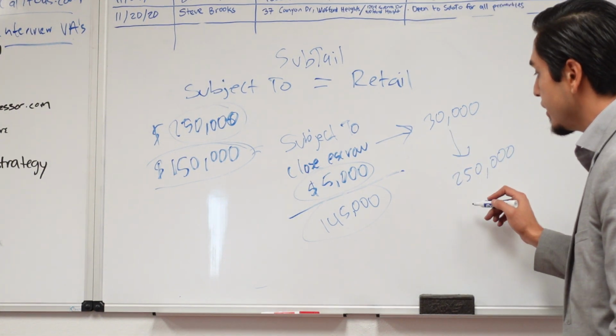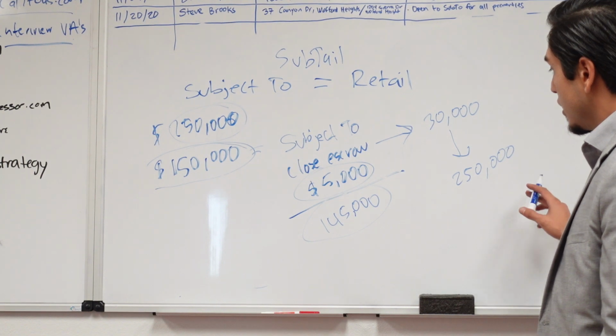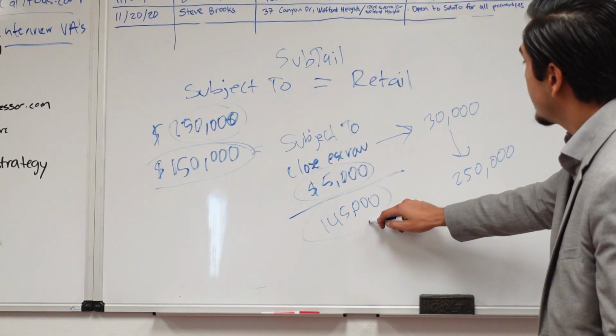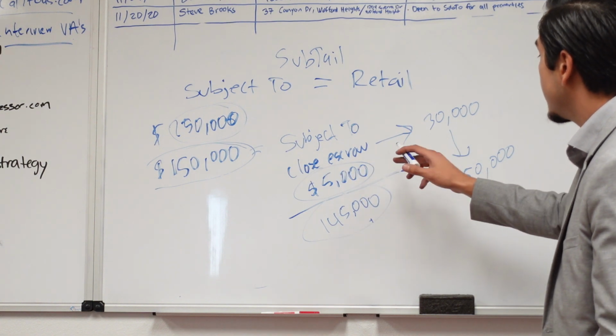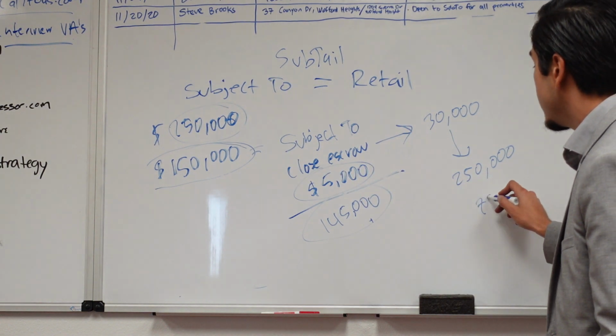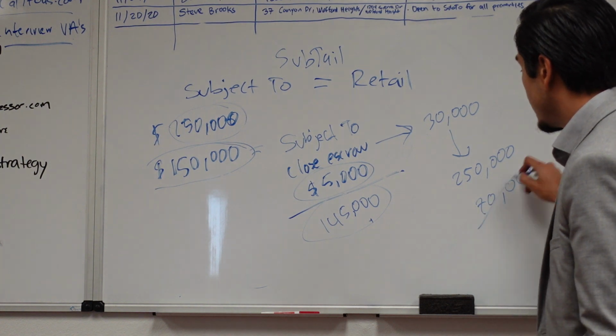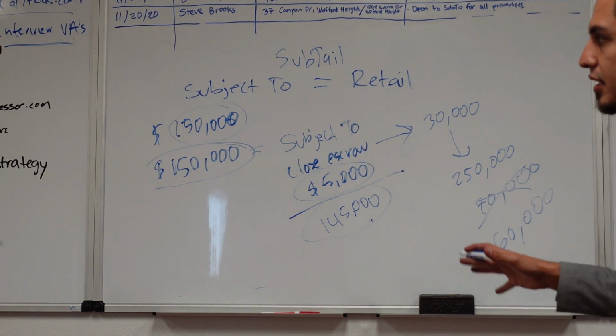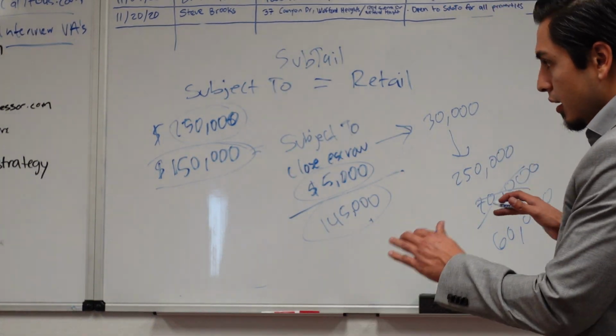At the end of everything, I owe 145, or 150 plus 30, 180. I ended up making around 60 to 70, because we still have to add closing costs, so let's say 60 to 70.